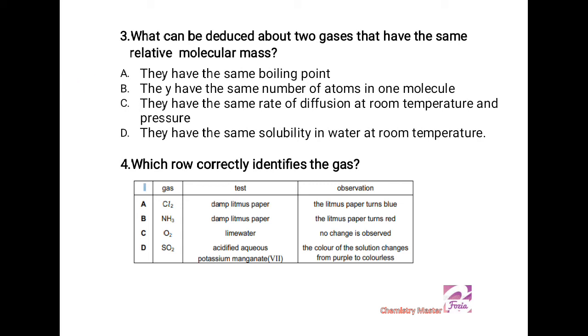Option B, they have the same number of atoms in one molecule. Yes, it can be. Option C, they have the same rate of diffusion at room temperature and pressure, meaning their mixing rate is the same. Option D, they have the same solubility in water at room temperature. So the closest option, which seems right to me, is they have the same rate of diffusion at room temperature. You know what diffusion is and on what factors diffusion depends. It's only the molar mass. For MCQ number 4, which row correctly identifies the gas?